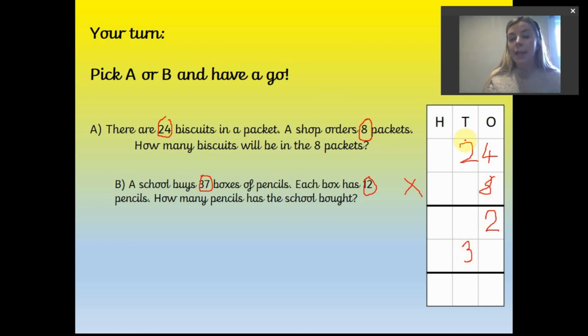Then we need to do our 8 times 20. It's a bit easier to do 8 times 2, which is 16. So 8 times 20 will be 160. Then you can add on your 30. If you find it easier, do 8 times 2, which is 16. Add on 3, which is 19. So you put your 9 here. And then you don't need to carry over your 1 or your 100 because there's nothing in the hundreds column. So you can put it straight here. So they have 192 biscuits.